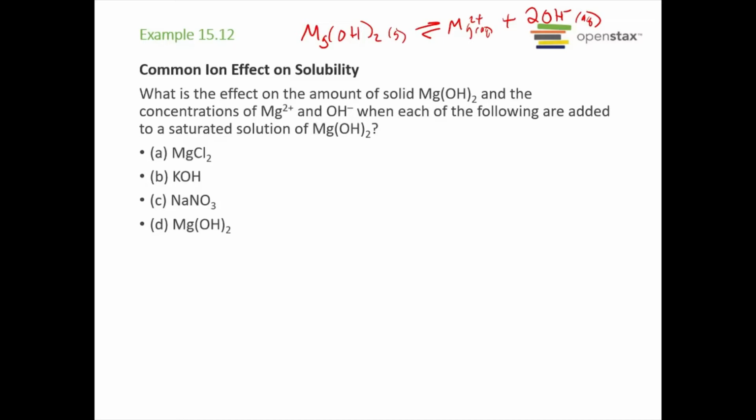So this is going to increase the concentration of magnesium 2+, which means equilibrium is going to shift to the left. So that means we're going to get a precipitate, more precipitate. Adding KOH, we're again adding a common ion. So we're increasing the amount of OH-. So again, we are going to shift our equilibrium left and precipitate out more magnesium hydroxide.